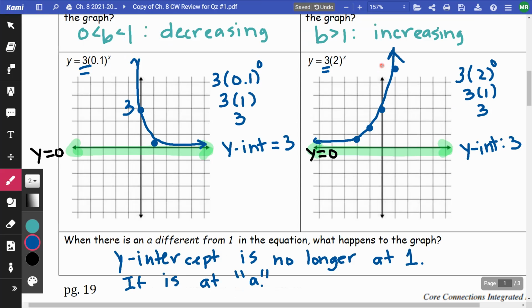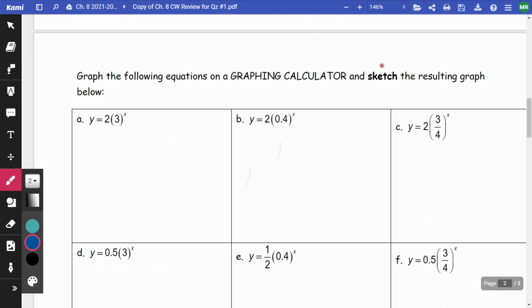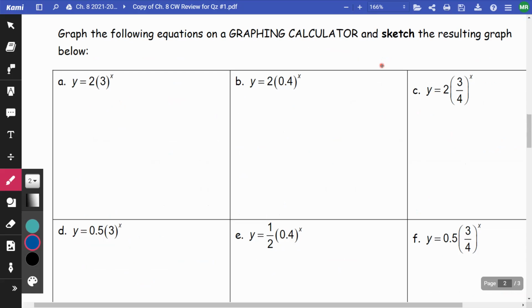Okay, so now on the next part, I went through the first problem with the class, and then if you want to pause and try the others and then come back and check, and I'll run through them, but you want to try to do these without me. So on the next page, we are sketching them. It says use a graphing calculator. We were not using graphing calculator.